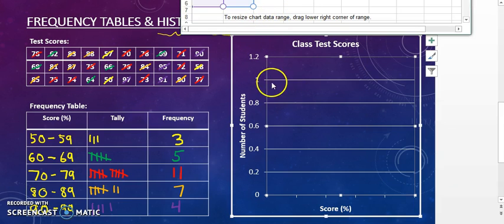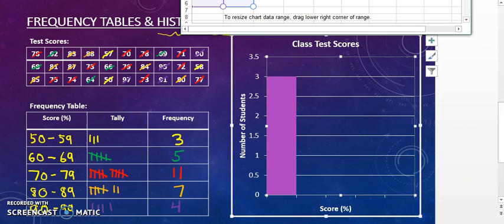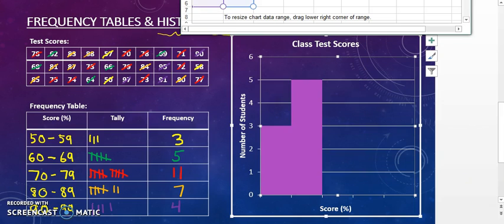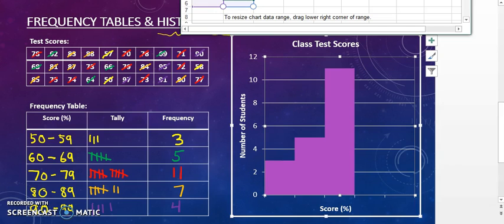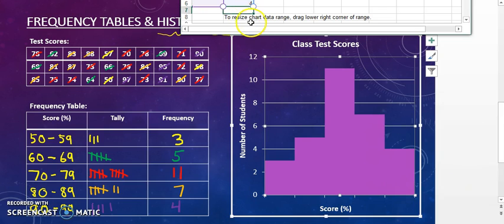So my first score here is a 3. My second bar will be 5. Third bar is 11. Fourth bar is 7. And my fifth bar is a 4. Okay, hopefully you guys can see that.